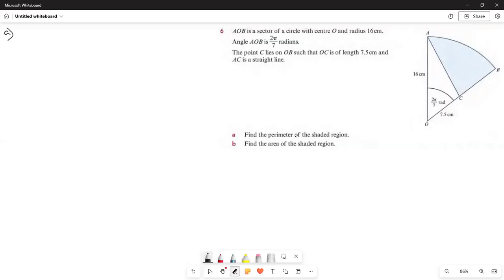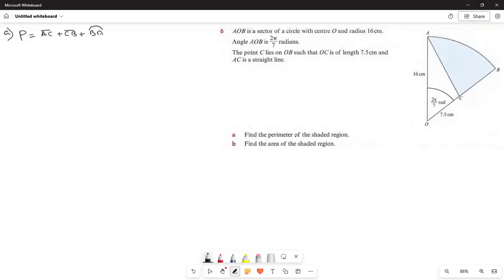Part A is find the perimeter of the shaded region. Okay, you can see that the shaded region has three sections. So the perimeter consists of three sections, which is AC, straight line, plus CB, again a straight line, plus BA. This is a part of a circle. This is an arc. This is straight line. This is straight line. Okay.